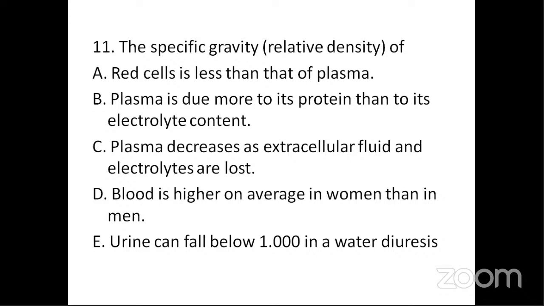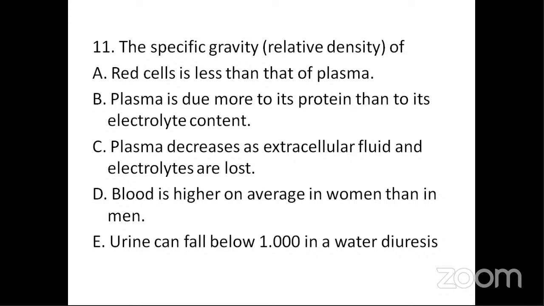Okay, last option. Specific gravity of urine can fall below 1.000 in a water diuresis. It is false. The specific gravity of pure water is 1.000. Urine is water plus solutes, so it is not below 1.000. So it is false. In this case, only B is true, and the remaining are all false.